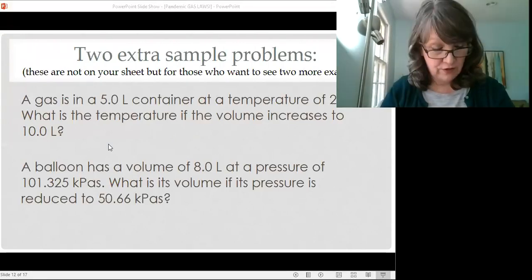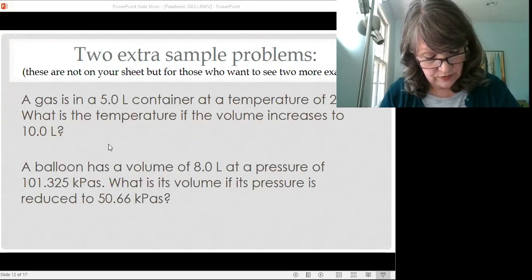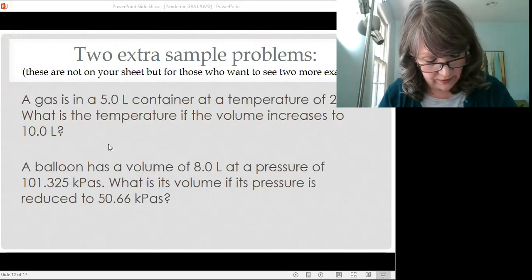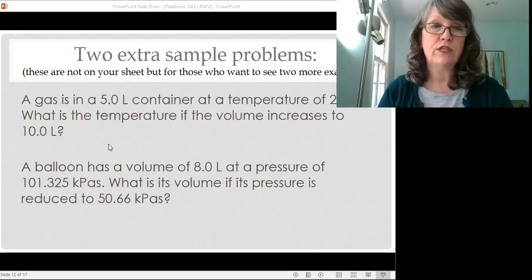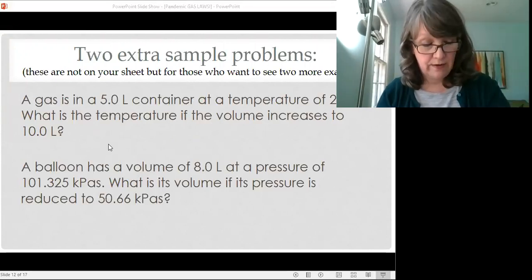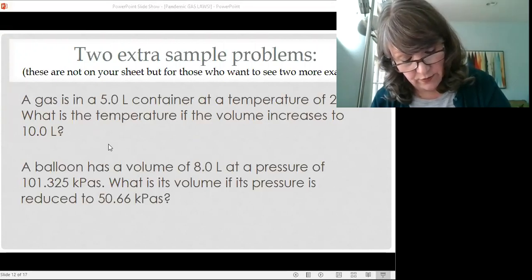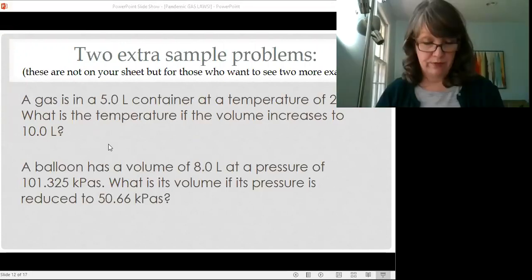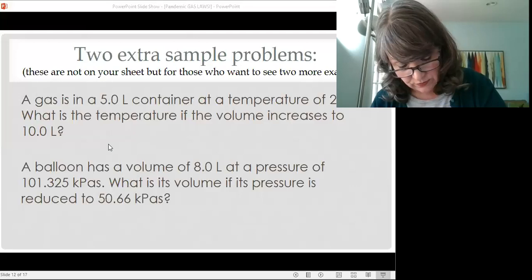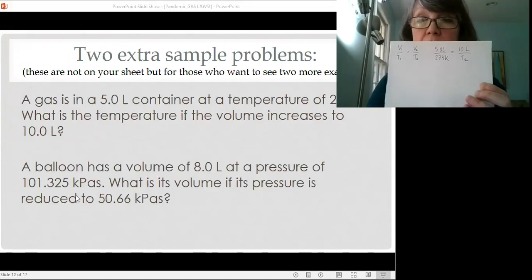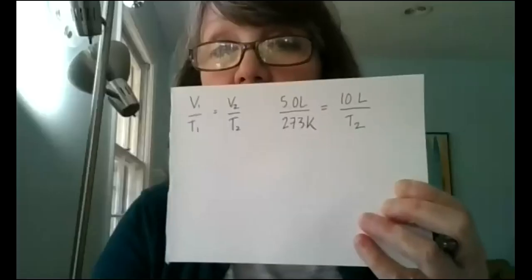So what's my initial volume? 5 liters. And what's my initial temperature? Conveniently, it's in Kelvin, so I can just throw that in. And then what's going to be my V2 and T2? Well, I can see that my new volume is 10 liters, so that's going to go on top in the V2 slot, but I don't know my new temperature. So I'm going to have to put in T2 as my variable. So when I go to solve this, I'm going to want to cross multiply and divide.